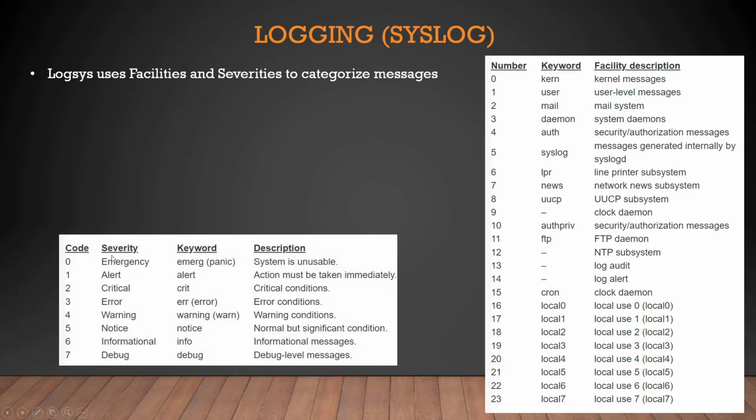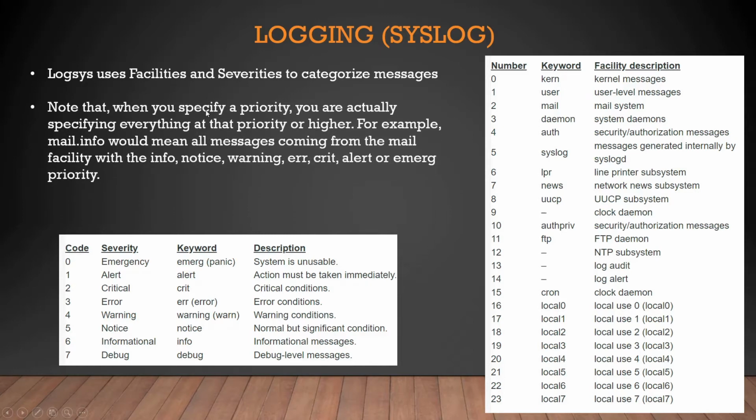There is a code for severity as well. Note that when you specify a priority, you are actually specifying everything at that priority or higher. For example, mail.info would mean all messages coming from the mail facility with the info, notice, warning, err, which is error, crit, alert, or emerg priority. So whenever you want to use any kind of severity, you have to take a look at this, and whenever you want to use some kind of facility, you have to take a look at this and move forward.